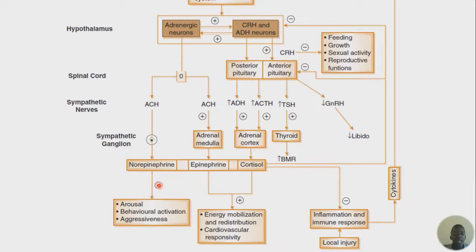So now at this point, when we have norepinephrine, arousal is stimulated, behavior activation is stimulated, so is aggressiveness. This increases in magnitude. Now, epinephrine and cortisol have an effect of mobilizing energy and redistributing the energy towards the central nervous system. They also increase the responsivity of the cardiovascular system. Look at this. The cortisol also inhibits inflammation and immune response, as we said before, because these are caused by local injury. So here it inhibits cytokines, and when they decrease, they have an effect up there. So basically, that's the summary of the integrated response.